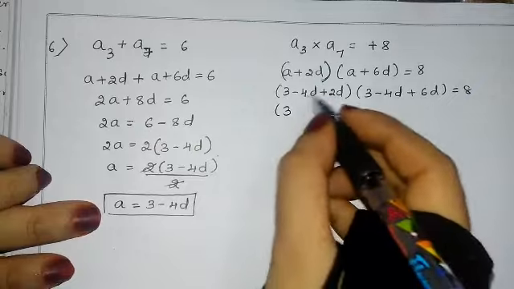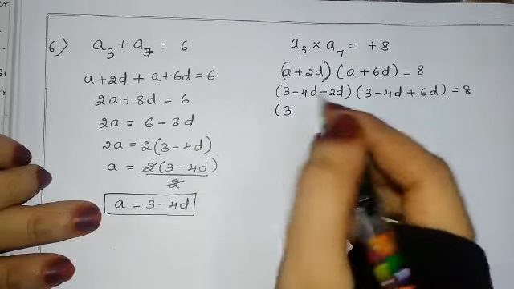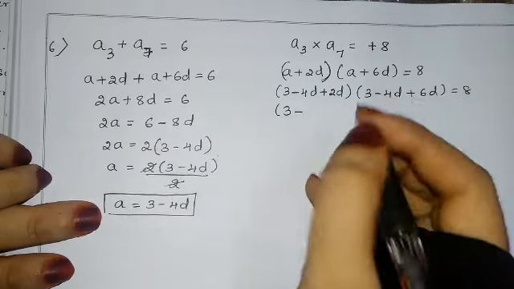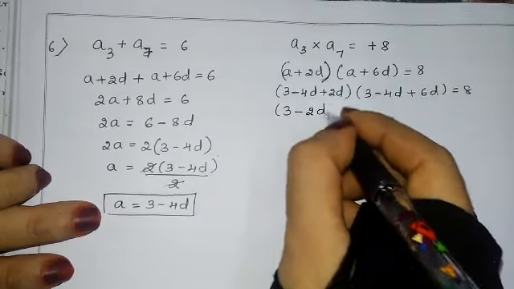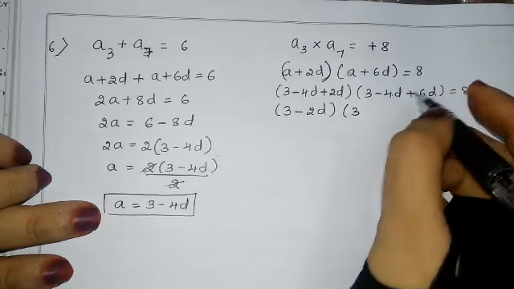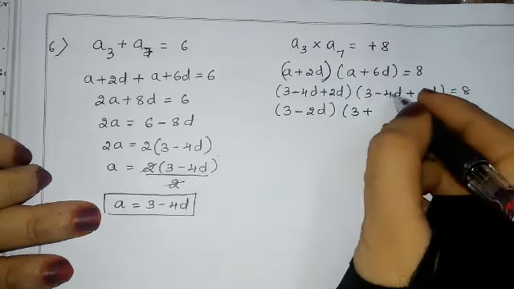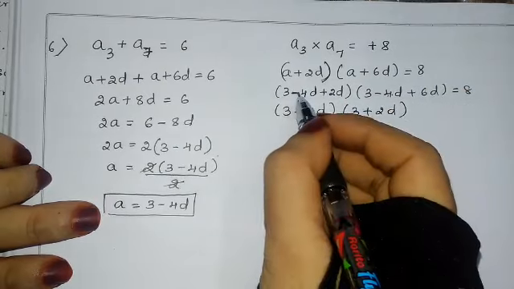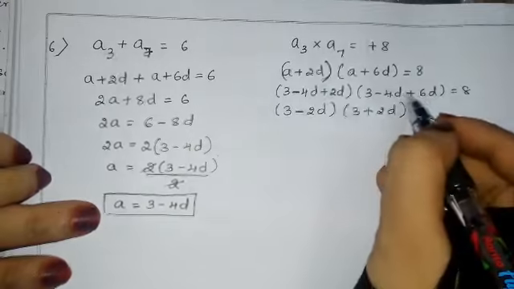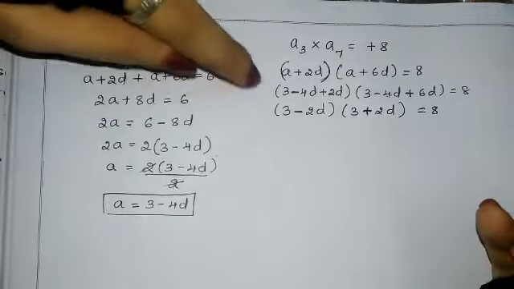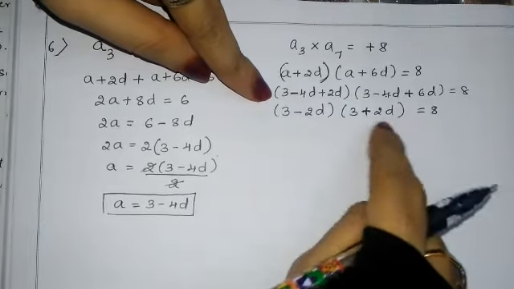3 let us keep as it is. Like terms should be added and subtracted. Minus plus minus, 4 minus 2, 2d. Here the greater sign is negative, so negative. 3 as it is. Minus plus minus, 6 minus 4, 2d. Here the greater sign is positive, so plus sign. Is equal to 8.